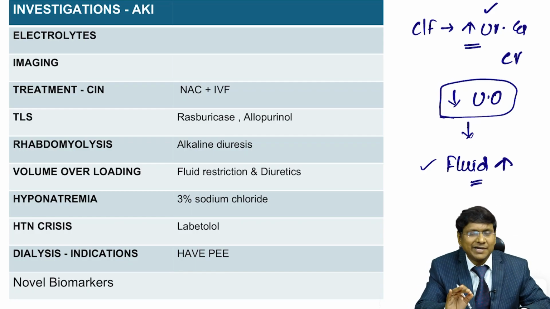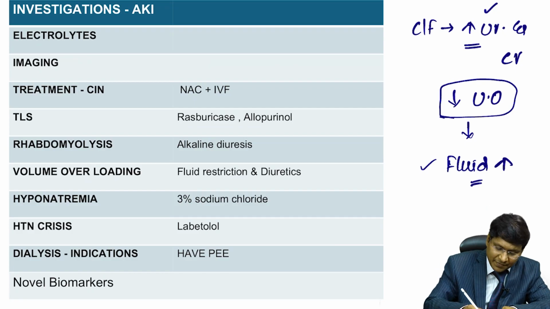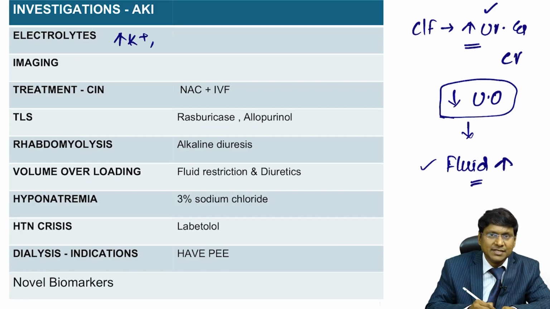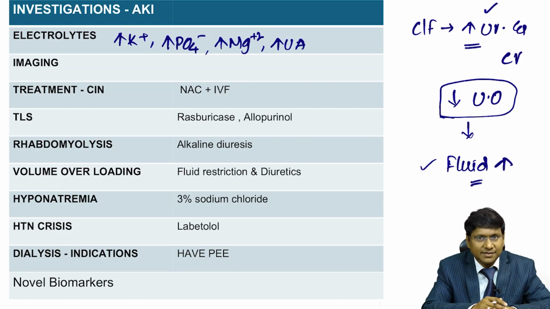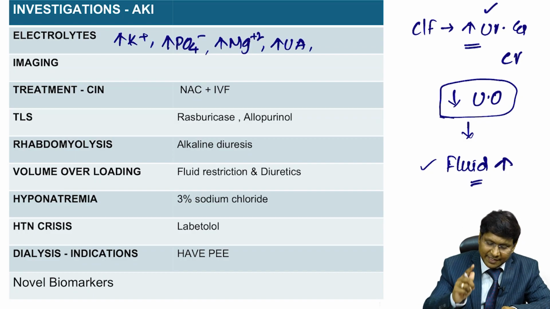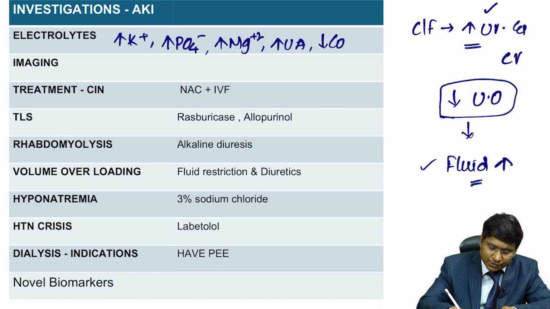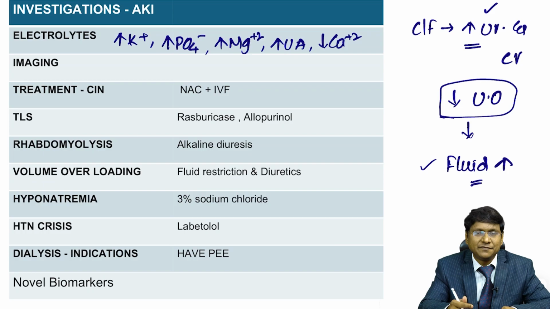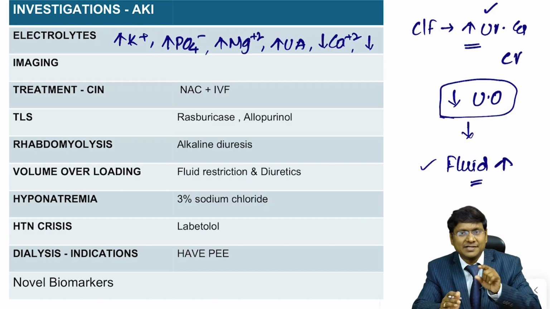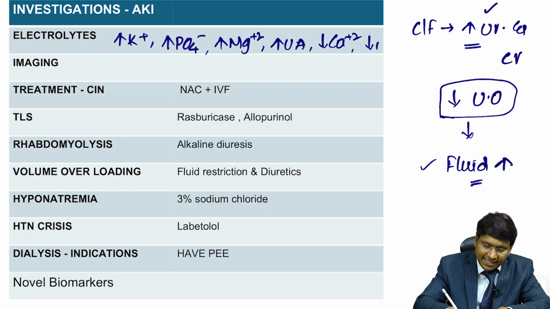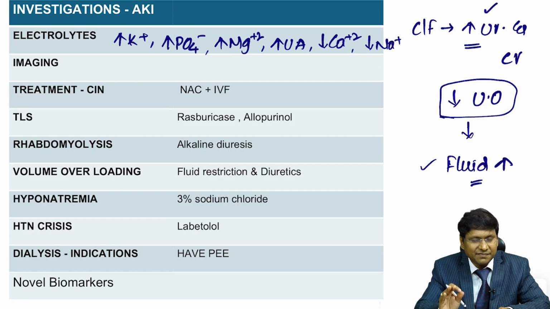Next, coming to the electrolyte abnormalities in acute kidney injury, there are certain electrolytes which are increased. That is hyperkalemia, next is hyperphosphatemia, and next is hypermagnesemia. Next is increase in the uric acid levels, right? And following that, the calcium will be reduced. Why? Because ionic calcium will combine with phosphate to form calcium phosphate, so ionic calcium level decreases. Another important substance that will be reduced is sodium, and this sodium is reduced mainly because of the dilution effect.